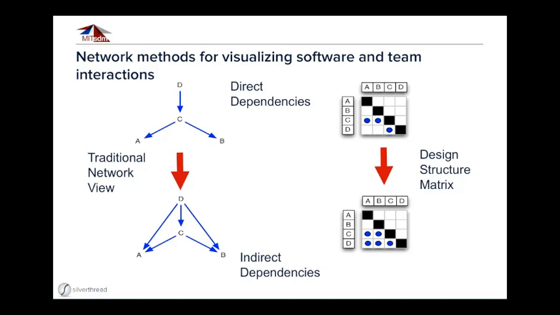Now that matrix corresponds exactly to the network that we see on the upper left. Likewise, if you look to the lower right, we've added these two links from D to A and D to B, and that is us adding the indirect dependencies in the design structure matrix. So we've got two analogous ways of looking at networks, and we're representing exactly the same thing. We're just looking at it in a slightly different way.